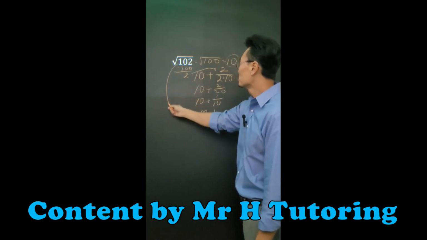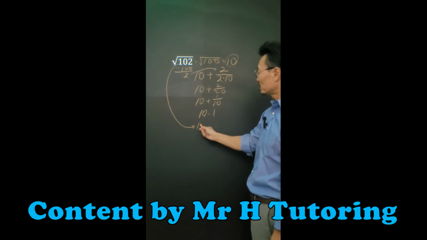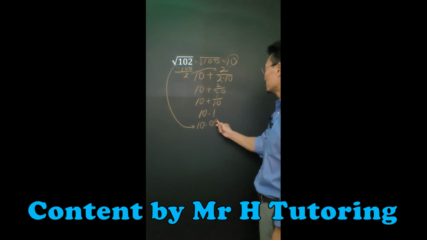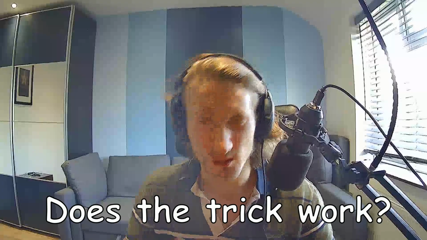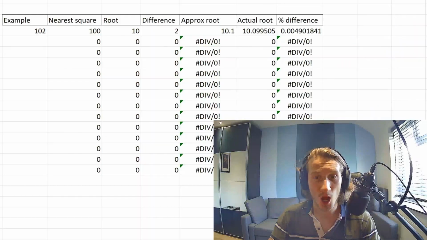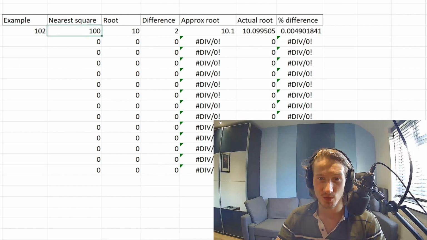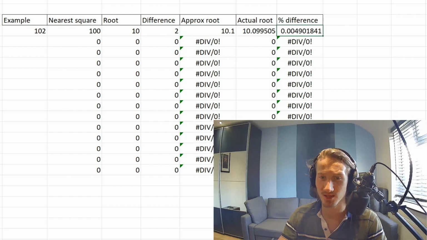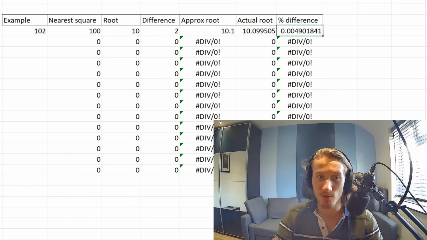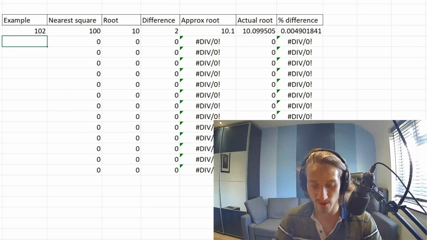If you actually take the square root of 102, put it in the calculator, you get 10.0995, which is pretty darn close. Does this trick work? Well, to answer that question, I created a spreadsheet. In this spreadsheet, I found what the nearest square was by finding the actual root, and it's just the integer value of what this actual root is. I then applied the formula shown in the video, and then I worked out the percentage difference. From my findings, here's what I found.